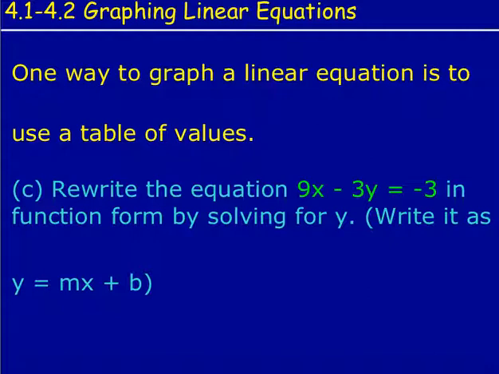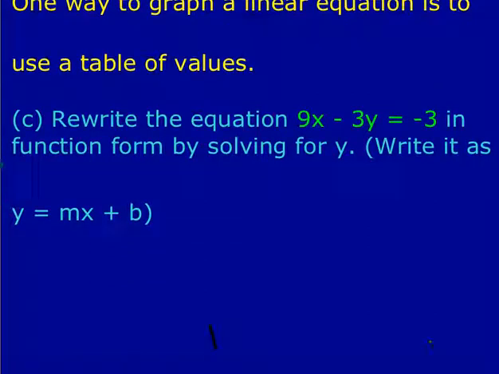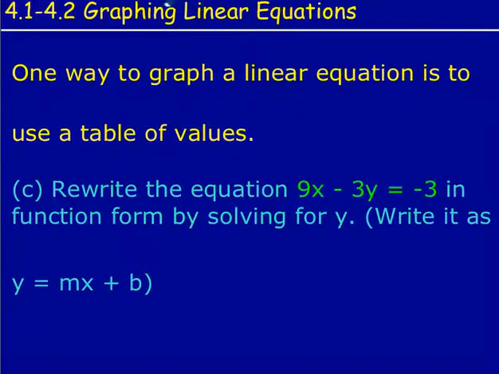So if we take our equation and we want a table of values, we would say, okay, I have 9x minus 3y equals negative 3. I want to get y alone. Really, I'm putting it in function form so that I can say, if I input different values for x, what do I get for y? So first, I need to put this into function notation, which means I need to get y alone.